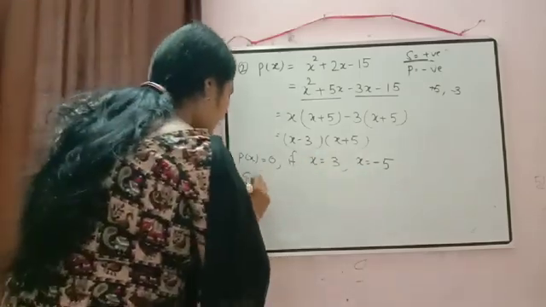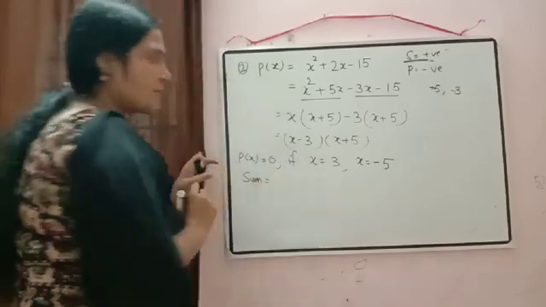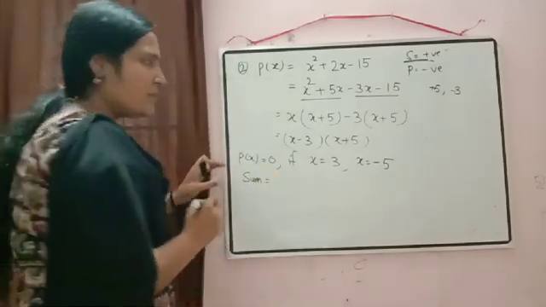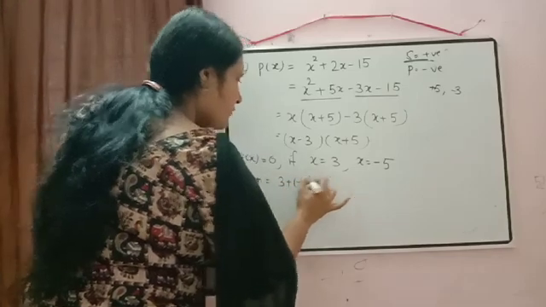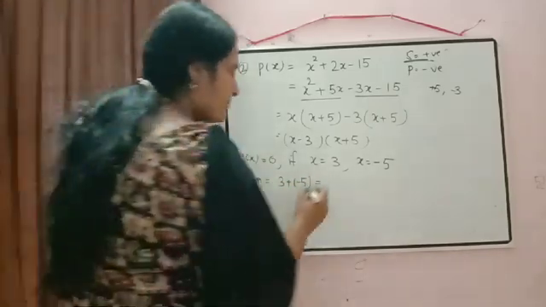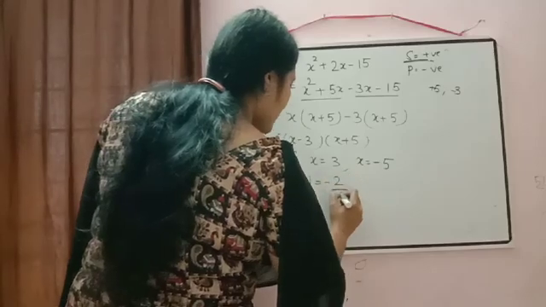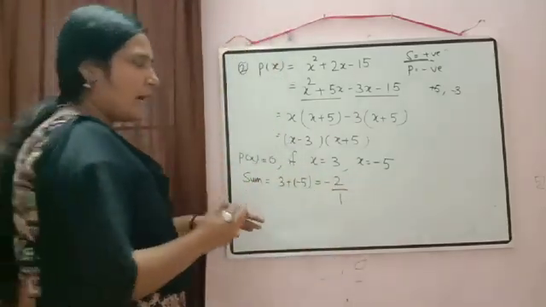Now again we have to verify the relation. Just write down the sum of the zeros. Add the two zeros, 3 plus minus 5. What will be 3 plus minus 5? Minus 2. Again minus 2 can be written as minus 2 by 1.